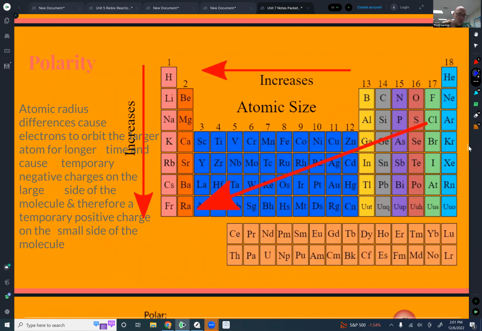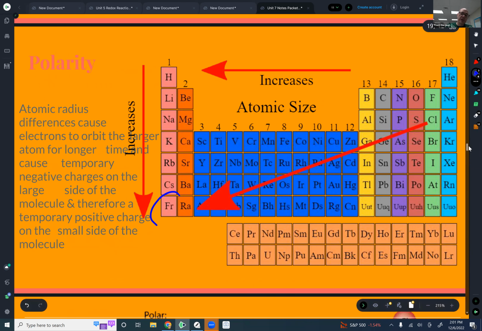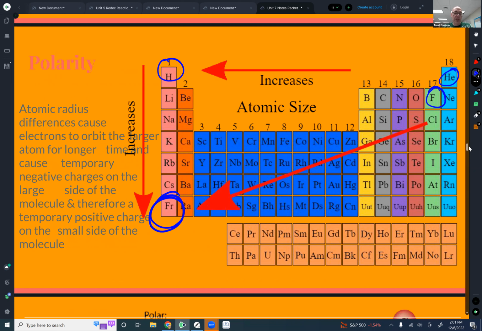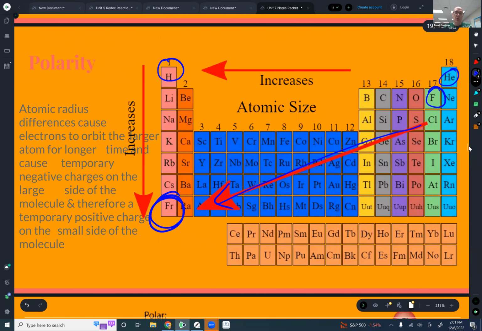This is not a new trend for us. We already know that the largest element on the periodic table is francium. One of the smallest up here is fluorine or helium or hydrogen. The hydrogen's in the wrong location. So I want you to notice that the trend overall is that as you move down and to the left, you will increase in size. So the bigger the difference in size, the more polarity we are going to have.